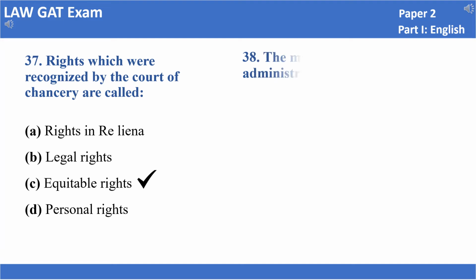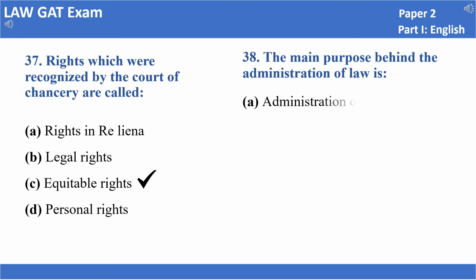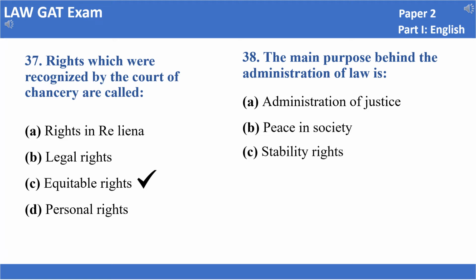The main purpose behind the administration of law is option A, administration of justice, option B, peace in society, option C, stability rights, or is it option D, all three? The correct answer is option D, all three.